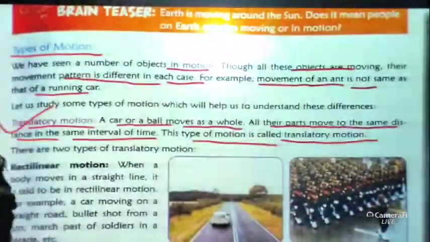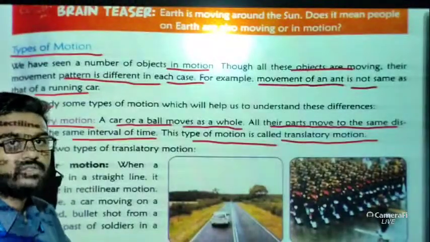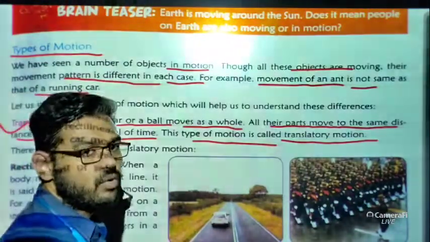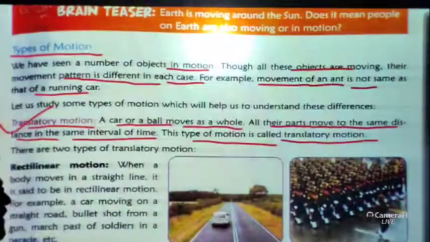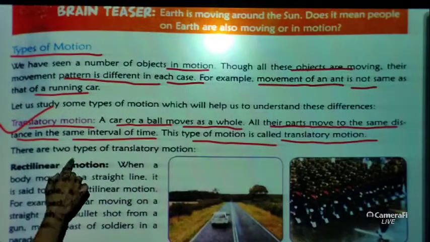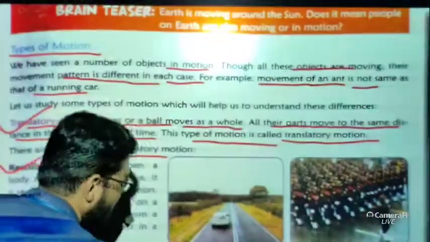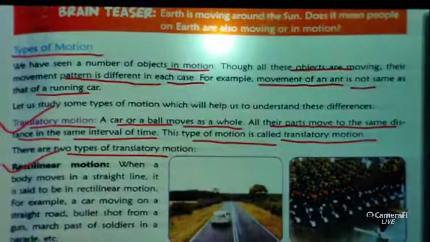So translatory motion means what? When the object moves as a whole, and the parts that are included in the object also move as a whole, then we call it translatory motion. Now translatory motions are basically two types: rectilinear motion and curvilinear motion. So let us discuss these two.